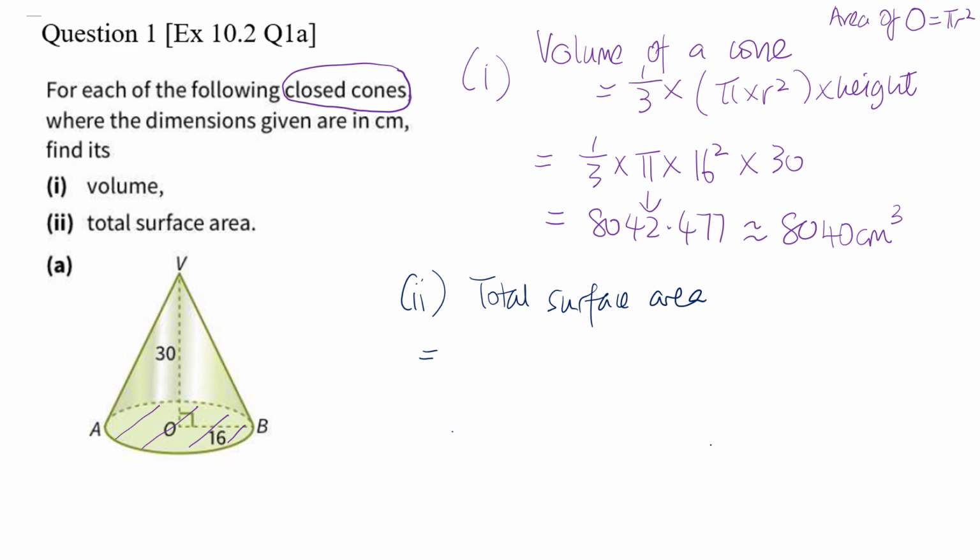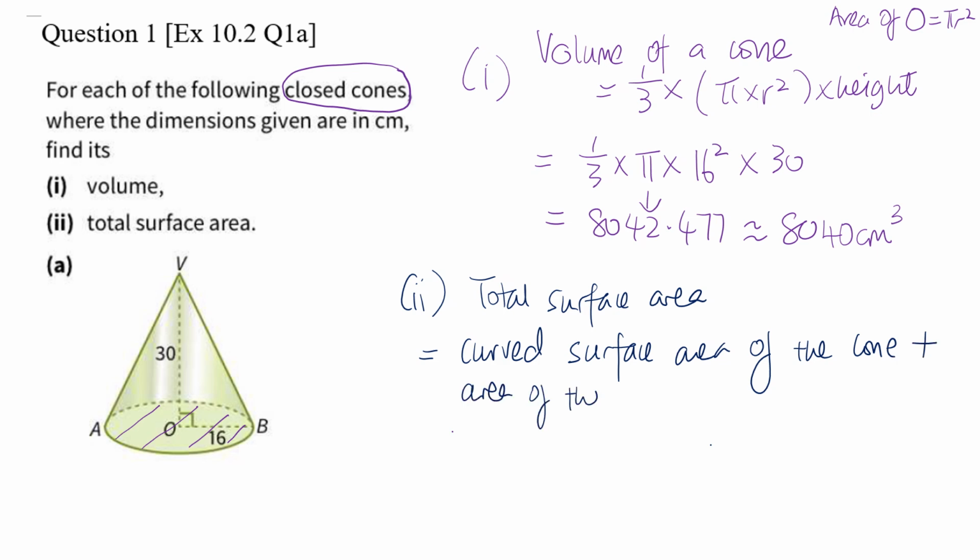Total surface area will refer to the curved surface area of the cone plus the area of the base circle. So the curved surface area of the cone, the formula is pi RL. Pi RL. So what is L?